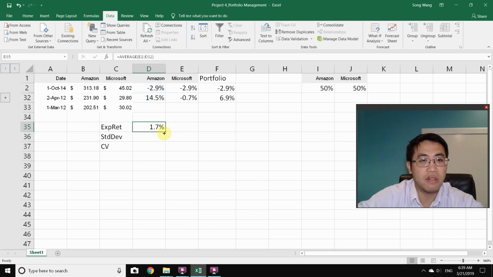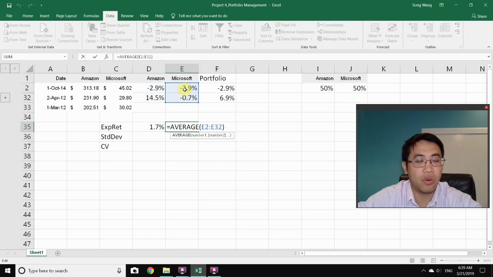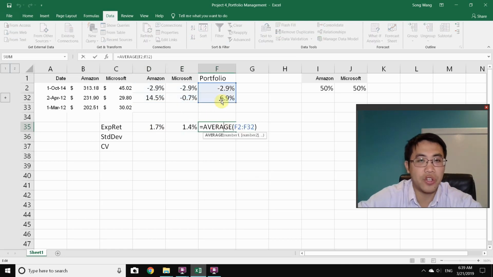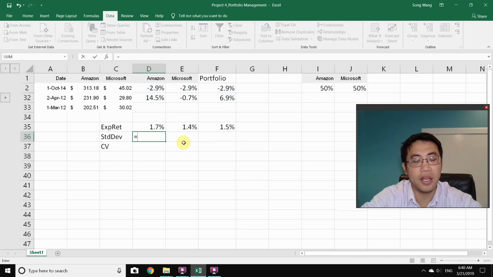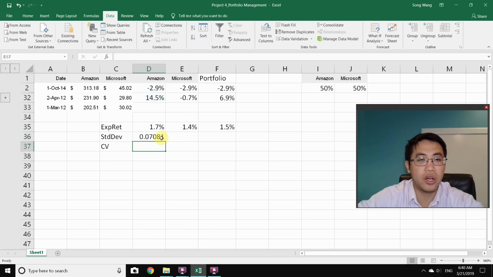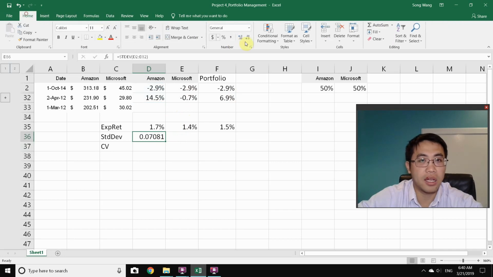So that's the 1.7%. I just drag it all the way. So I got the average of the returns for Microsoft for 31 months. I got an average for the portfolio returns as well. The standard deviation is also pretty easy to calculate. Use STDEV, that is for standard deviation. Once again, you gotta select your data range. It is going to be from D2 to D32. Once again, that's 31 months of data. Hit enter, and then edit as a percentage, and then drag it all the way. So I got the portfolio and the Microsoft risk as well.